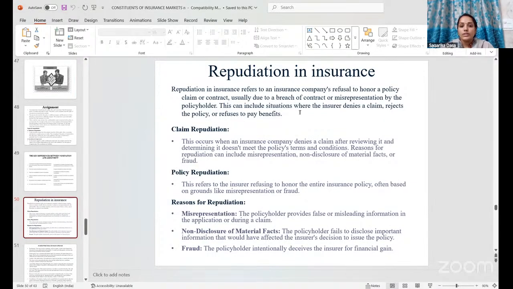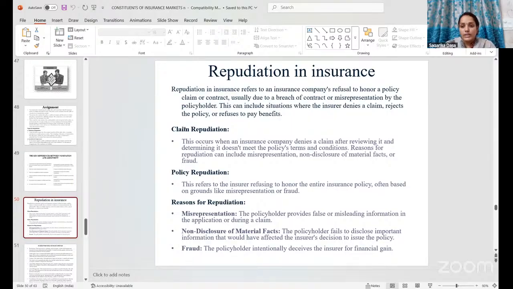This can include situations where the insurer denies a claim, rejects a policy, or refuses to pay the benefits. Repudiation includes a situation where the insurer, that is the insurance company, denies the claim, meaning it will not give the claim amount to the policyholder, or rejects the policy. They may go with the rejection of the policy totally, or refuse to pay the benefits to the policyholders. Such a concept we call repudiation in insurance.